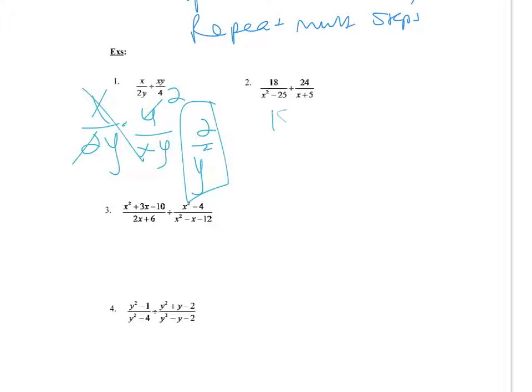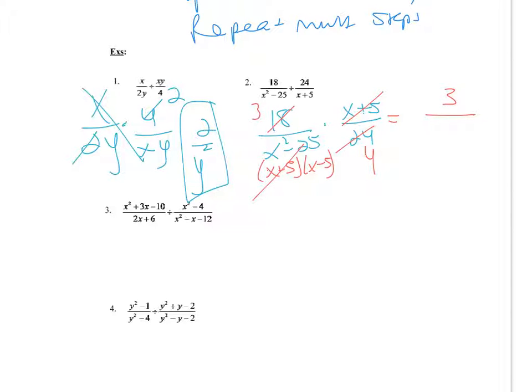Second one, again, you can wait to factor until you're done flipping. So flip the second term, again, like normal fractions. Now factor, so our x squared minus 25 factors to x plus 5 times x minus 5. The x plus 5's cancel. The 18 and the 24 have a 6 that go into it, so 3 and 4. So you have 3 over 4 times x minus 5, which simplifies to 3 over 4x minus 20. Perfect.